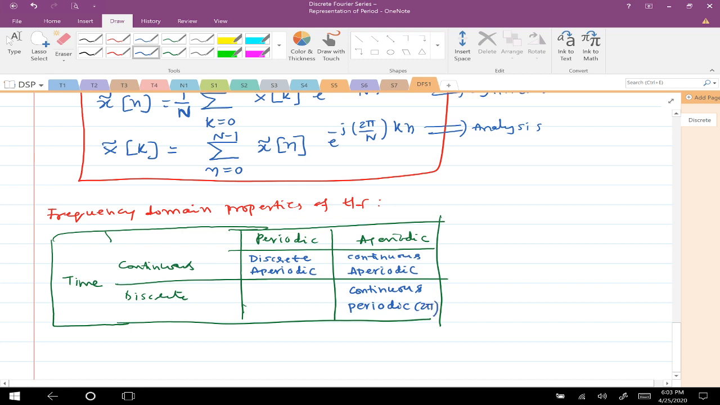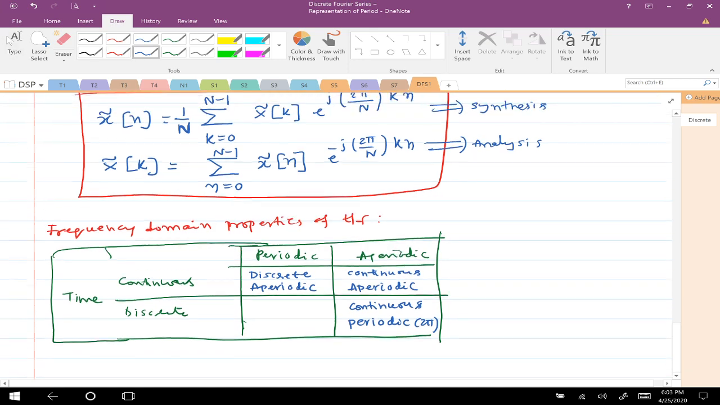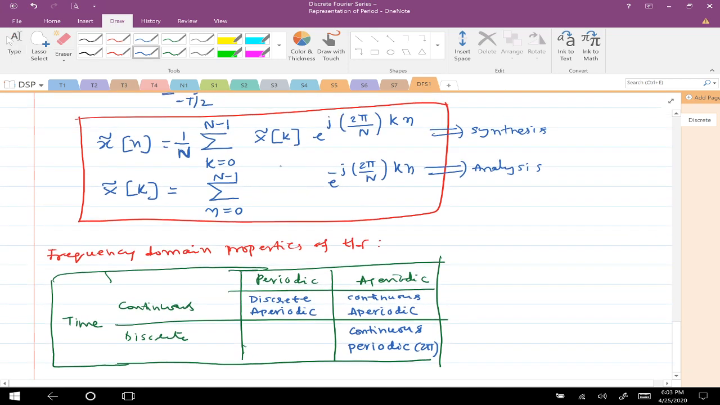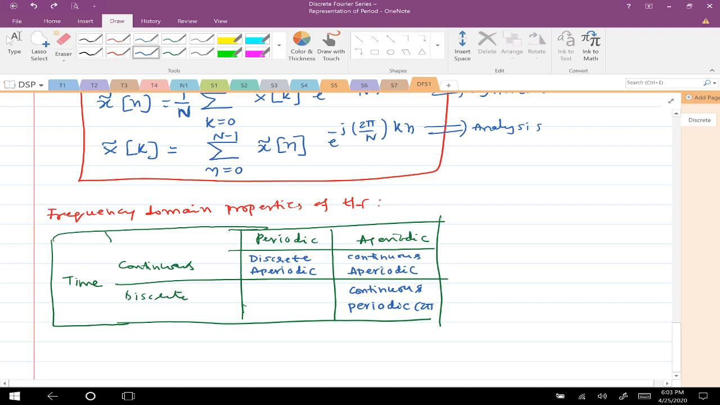Now DFS, is it discrete? Yes, it is discrete. It has values only for n equal to 0 to N minus 1. So this is discrete without any doubt, and this is periodic. So this is what we are analyzing right now. This is both discrete and periodic. Why is it interesting?